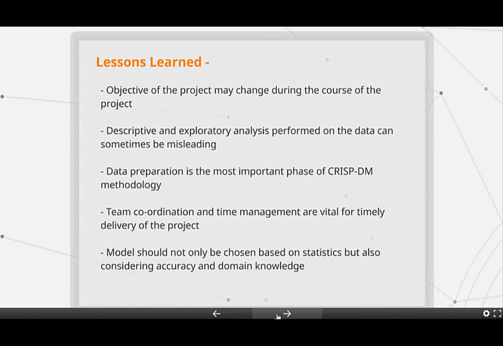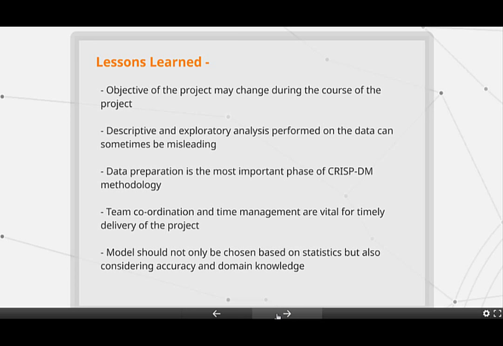Moving ahead, the lessons that we have learned from this project are: we understood that data preparation is the most important phase of this DM methodology. Descriptive statistics and exploratory analysis on the data can sometimes be misleading. The other lesson that we have learned was that the objective of the project may change during the course of the project. We have to have sufficient bandwidth to adjust to the changes that may come during the course of the project.